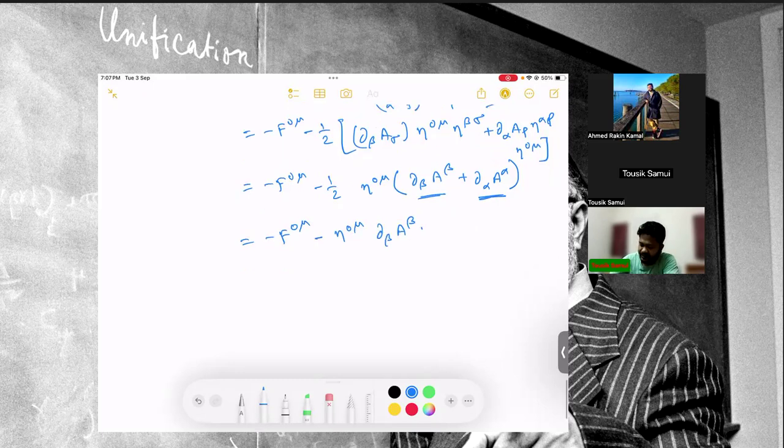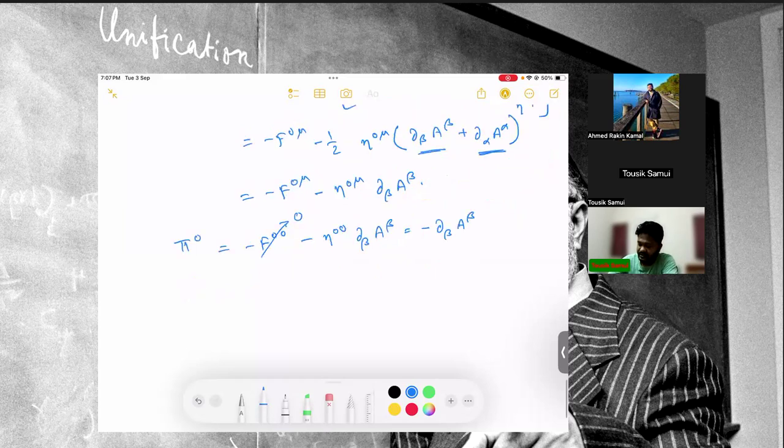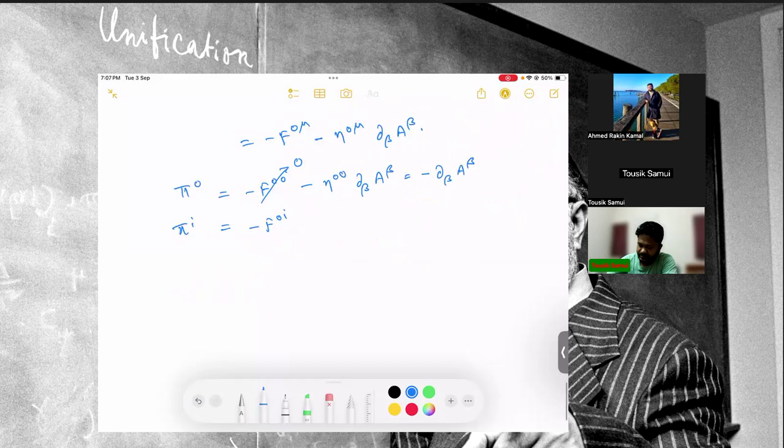So that's the thing. And then the 0th component of π would be minus F^{00}, which is actually 0, and this would be η^{00} ∂_β A^β, which is nothing but minus ∂_β A^β, since η^{00} is 1. Okay, and π^i, the other components, are nothing but F^{0i}, and since η^{0i} are 0, it will be the same. Okay, so these are the two. Let me write it again, ∂_β.